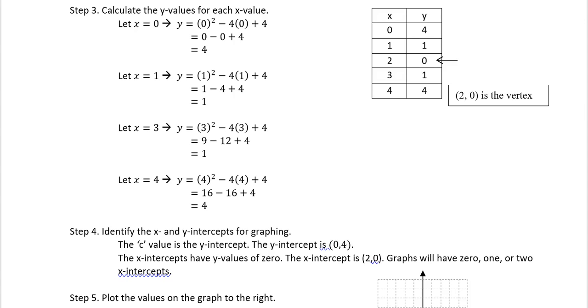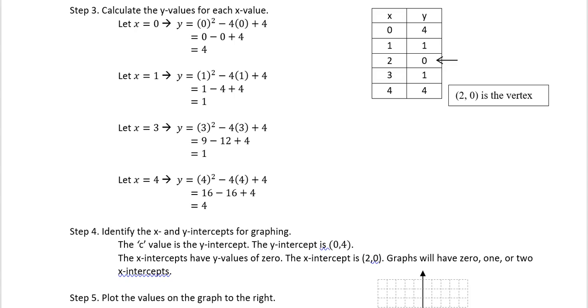In step 2, I found that the vertex was (2, 0). So what I do is I create a table of values, x and y, and I put that vertex down. You'll notice I put it in the third row down, basically. Then I asked, what are numbers that are larger than 2? That would be 3 and 4. So I put in row 4 the number 3, and in row 5 the number 4.